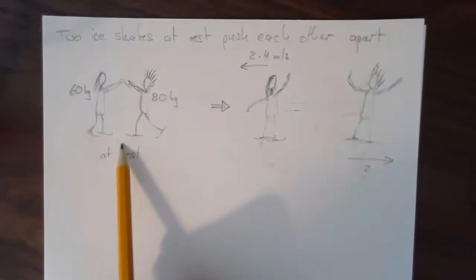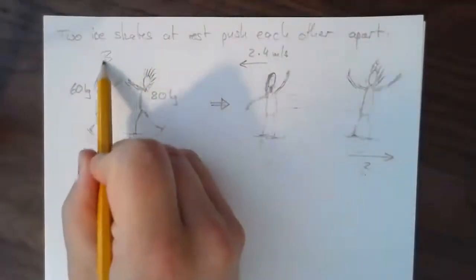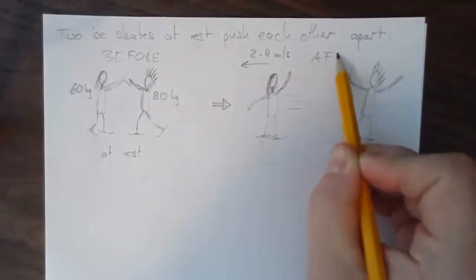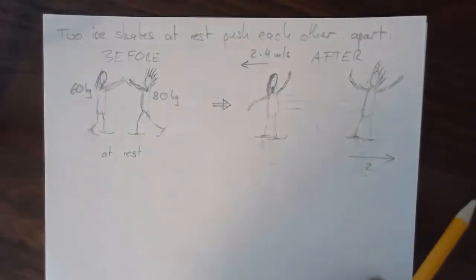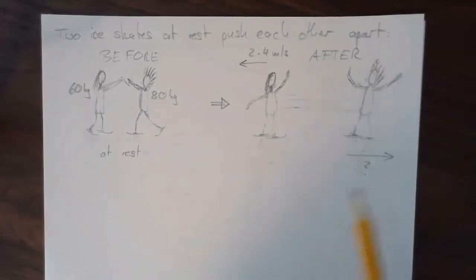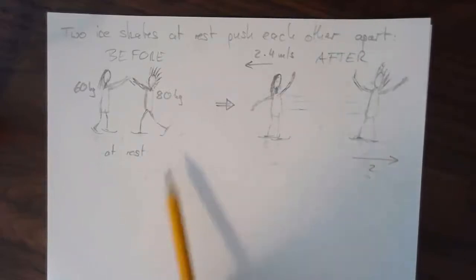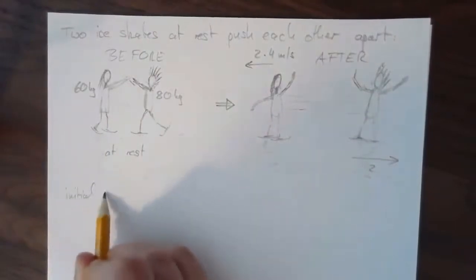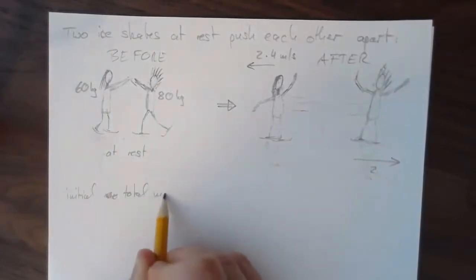Alright, so what do we have? Those two are at rest. This is the before situation, this is the after. Think of it as a collision. An explosion is a type of collision. It's a short-lived interaction, that's how we defined what a collision is. So go back to the end of the previous lecture to review that. So what's my initial total momentum? It's always the total that matters.